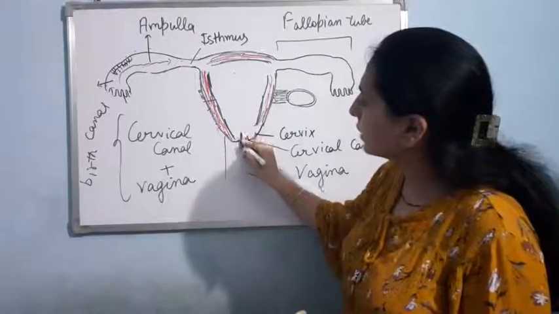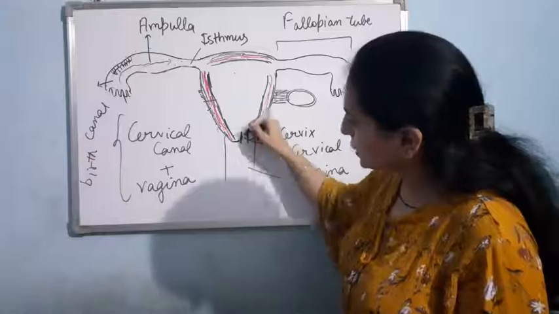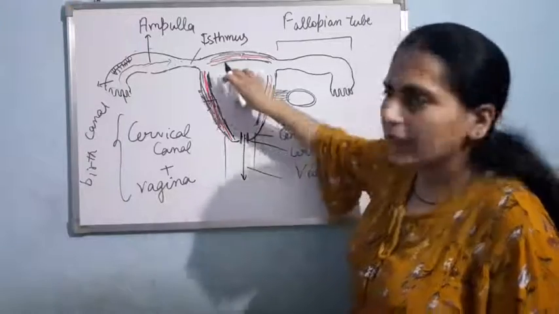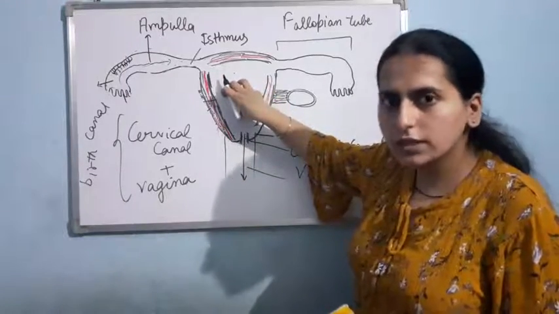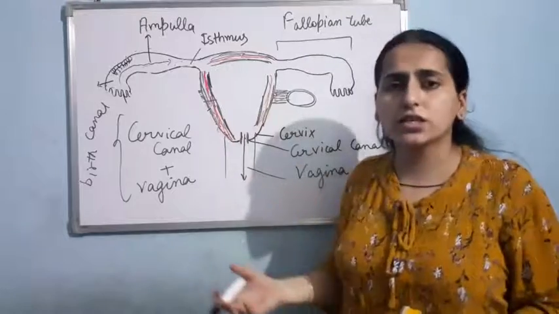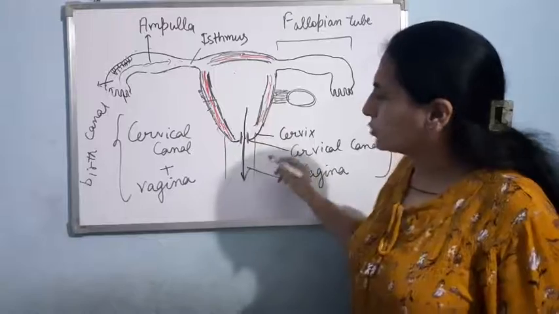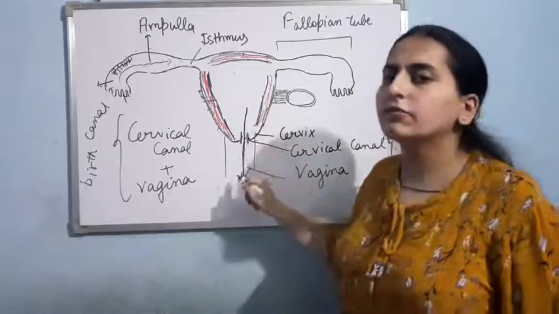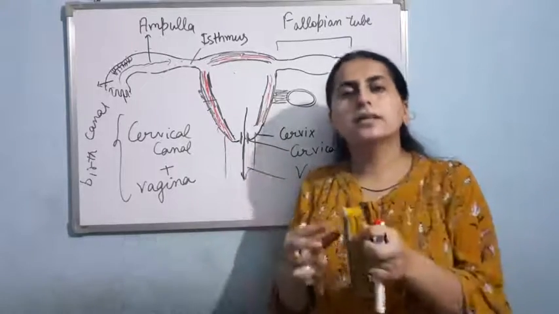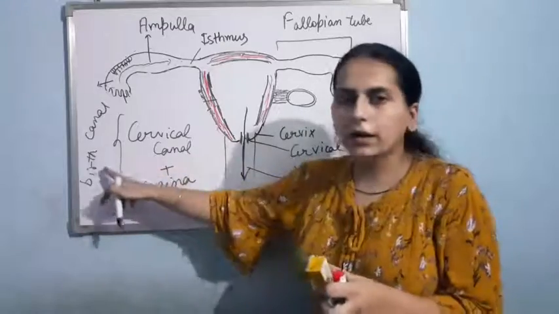This is your cervical canal, vagina like this. So as you know, the fetus is in the uterus. After the completion of the gestation period, it will come like this. So that's why the cervical canal and the vagina together form the birth canal.